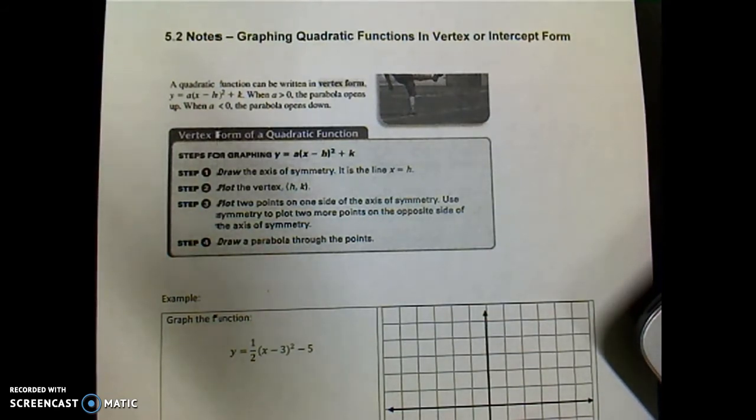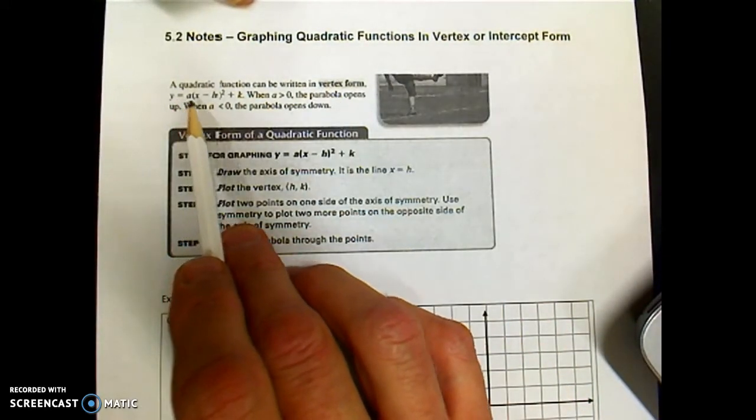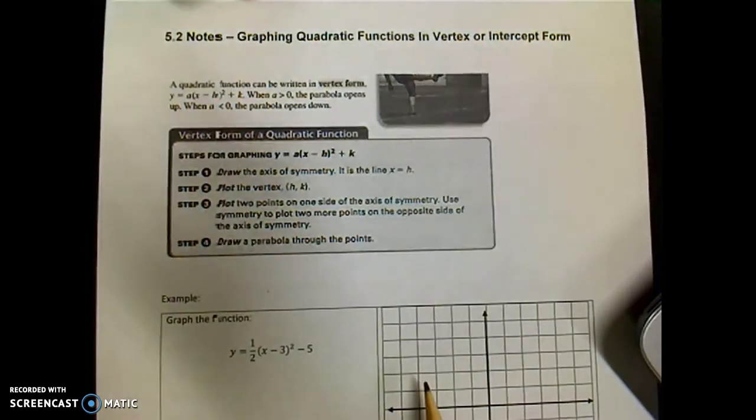We're about to find out that there are several forms of quadratic functions as well. We've already studied standard form. Today we're going to look at two more. We're going to look at vertex form and intercept form. So beginning with vertex form, it looks like y equals a times the quantity x minus h, that quantity squared, plus k. Again, a gives us some information about the shape of the graph.